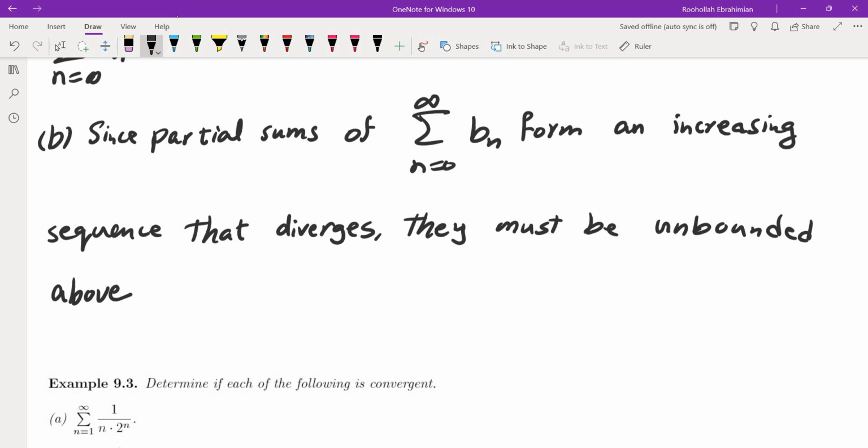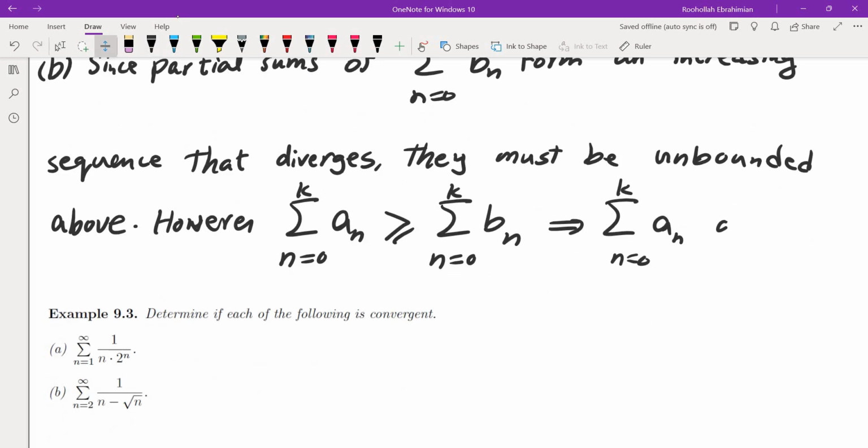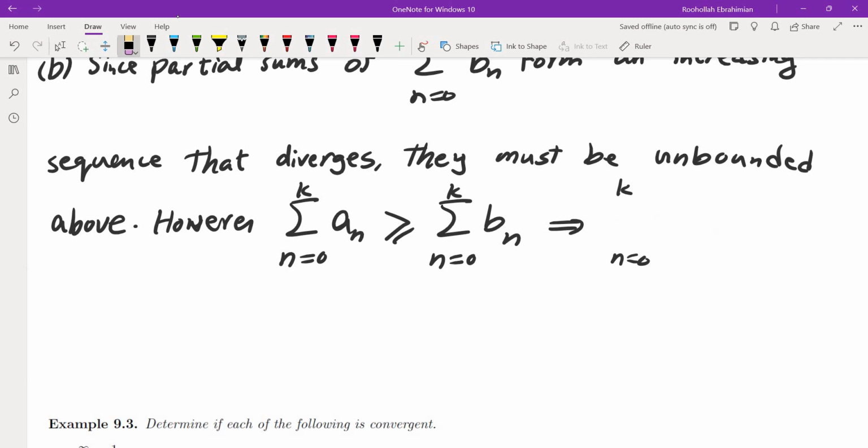However, if you look at the partial sums of a_n, from 0 to k, this is greater than or equal to the partial sums of b_n, n equals 0 to k. And that means the partial sums of a_n, this sequence, let me write it down.